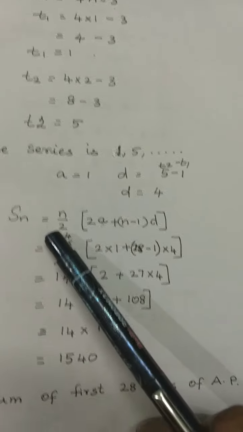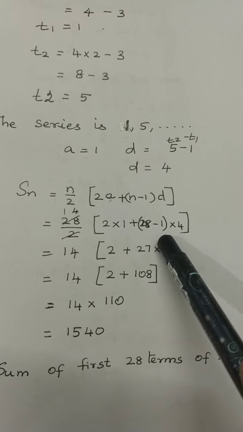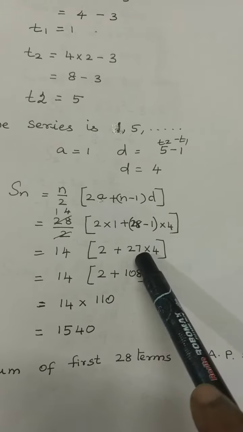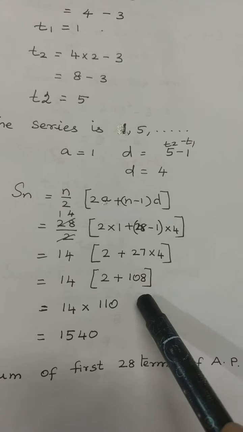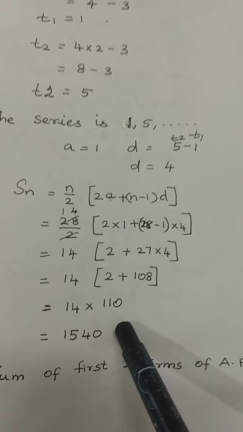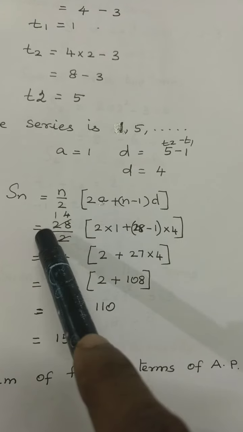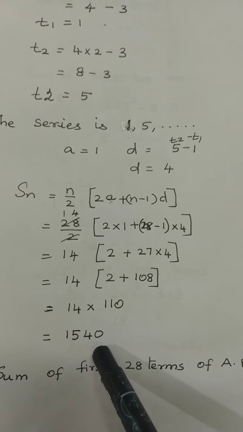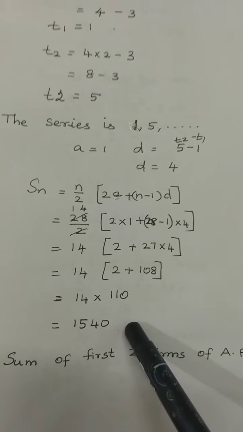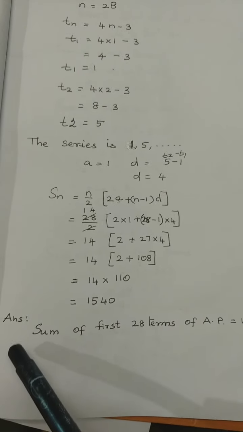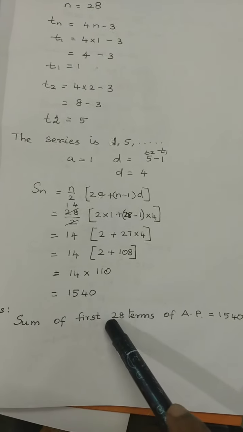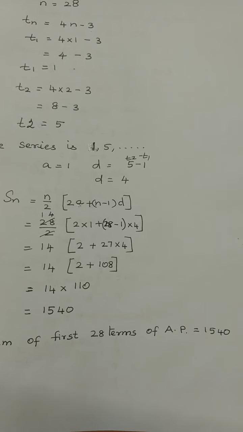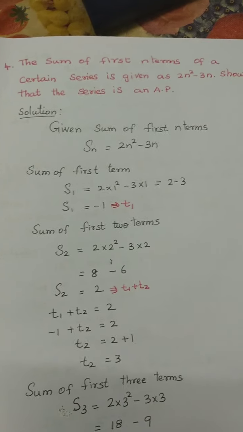Then 2 into 1 plus 28 minus 1 into 4. Then 2 plus 27 into 4. 27 into 4 is 108. Then you add these to get 110. Here you are cancelling 2 and 28, 14 into 110. And after multiplying, the answer is 1540. Now we found the answer: the sum of the 28 terms of the AP is 1540.